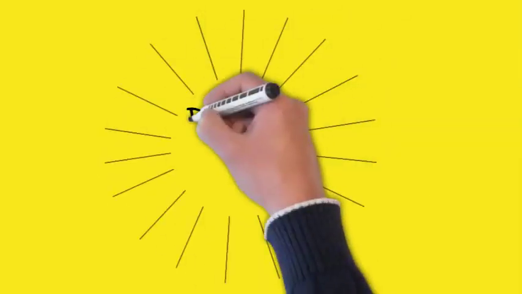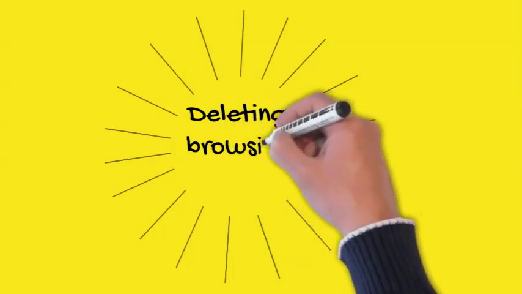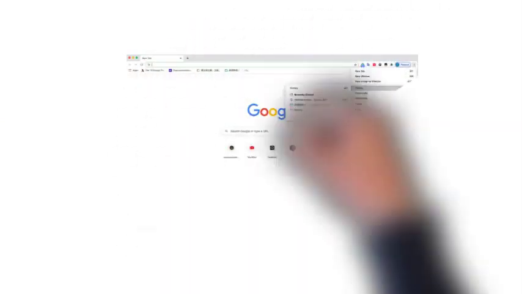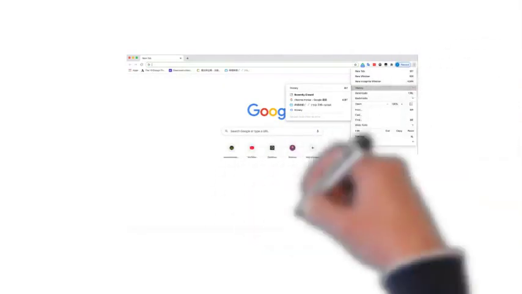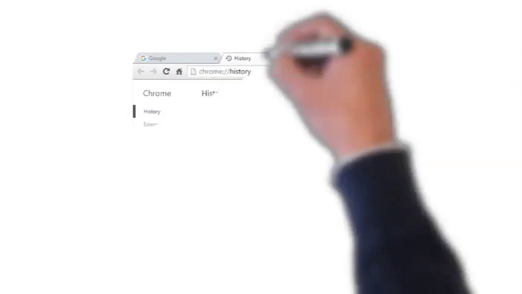Like all browsers, Chrome keeps a record of every website you visit in your browsing history. You may want to remove some or all of your browsing history for the sake of privacy. To remove specific sites from your history, first click the Chrome menu in the top right corner of the browser. Hover the mouse over History, then select History. The History tab will appear.